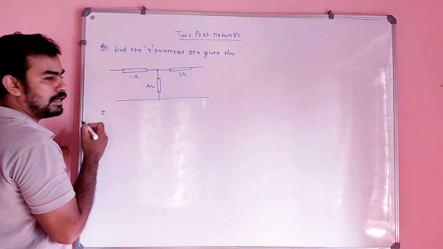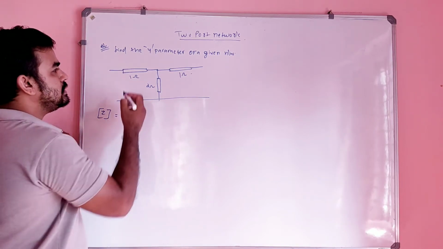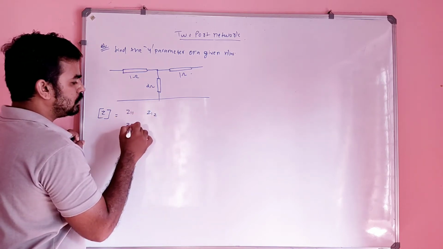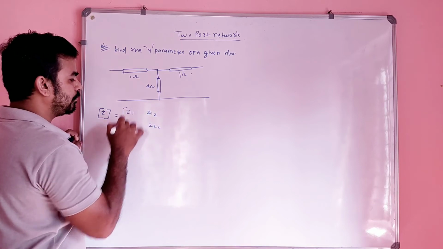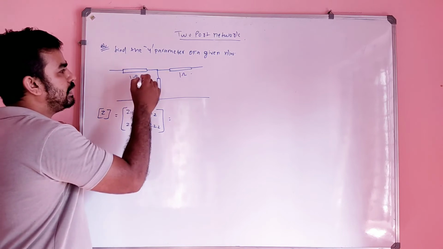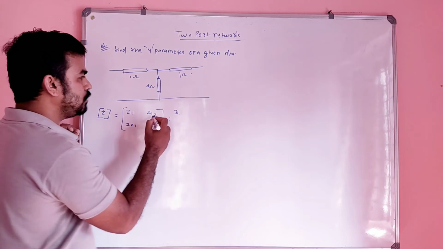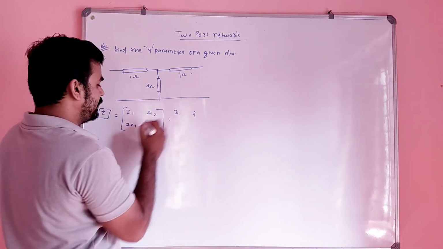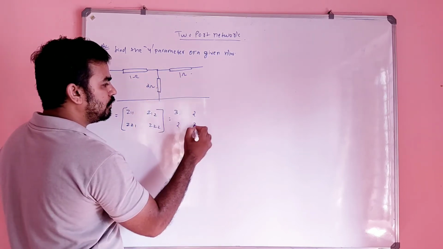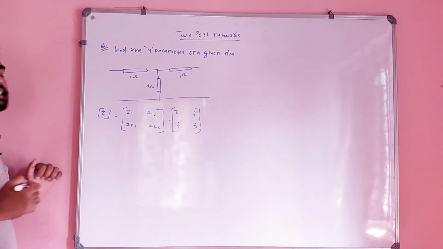What will be the Z matrix here? You can directly write Z11, Z12, Z21 and Z22. Is it correct? What is Z11? You can directly find Z11: 1 plus 2, that is 3. What is Z12? It is 2. What is Z21? It is 2 again. What is Z22? It is 2 plus 1, that is 3. So now you have Z in your hand.